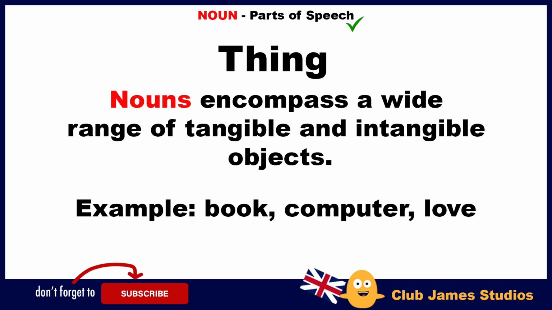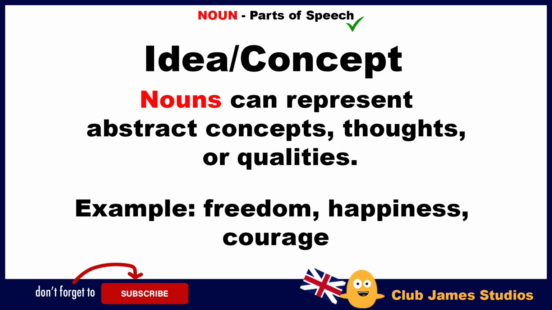Thing. Nouns encompass a wide range of tangible and intangible objects. Example: book, computer, love. Idea, concept. Nouns can represent abstract concepts, thoughts, or qualities. Example: freedom, happiness, courage.